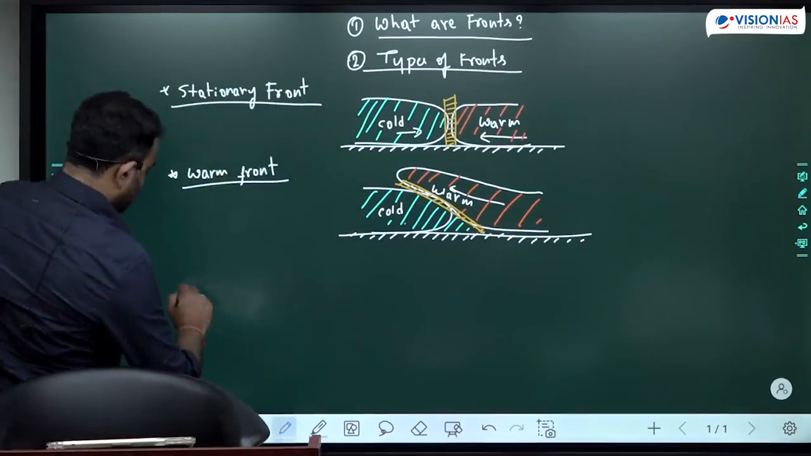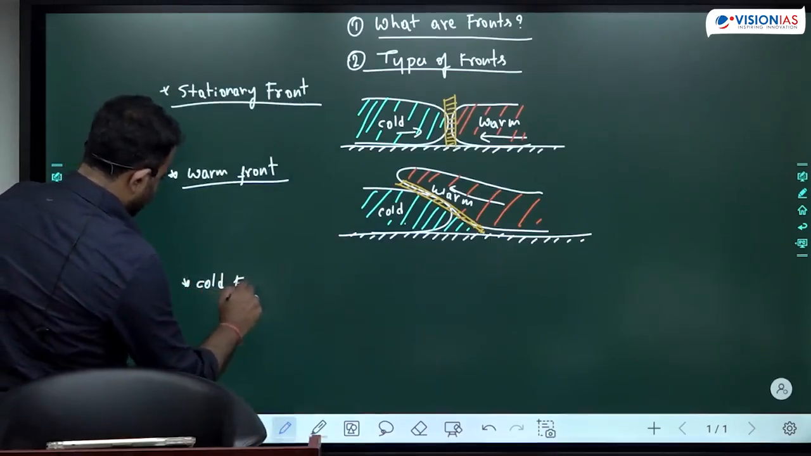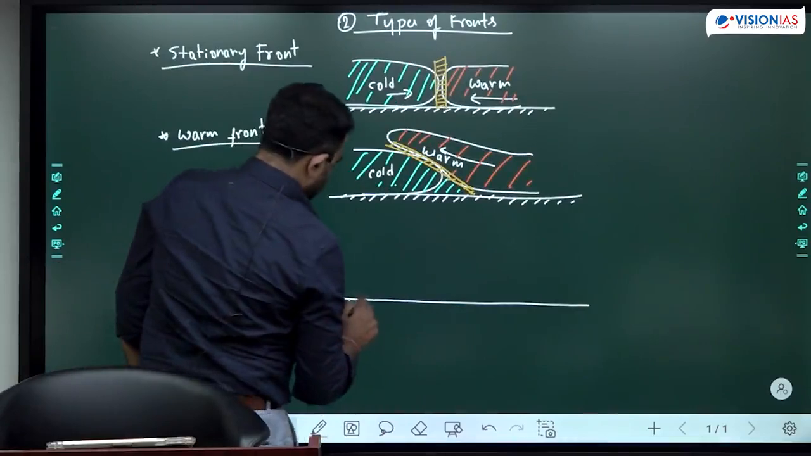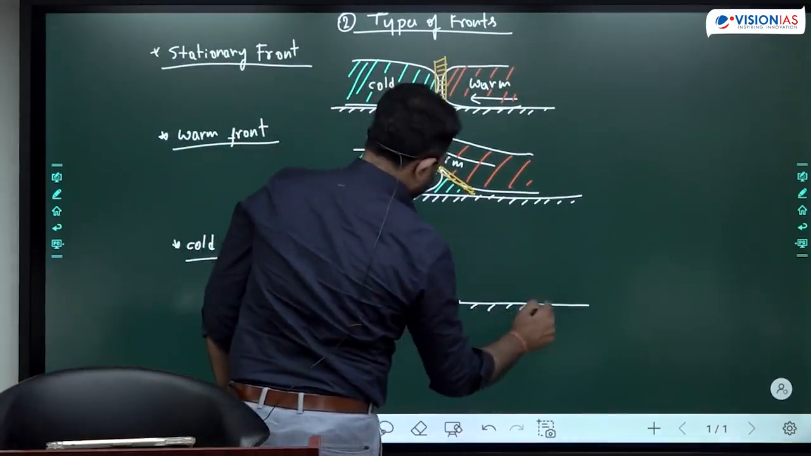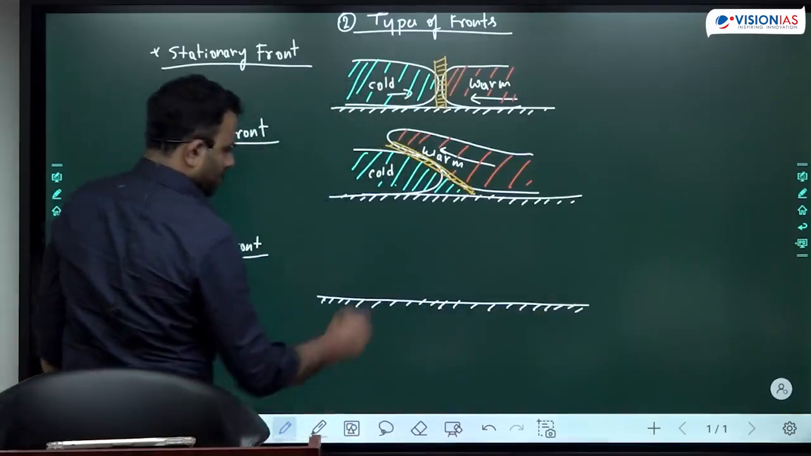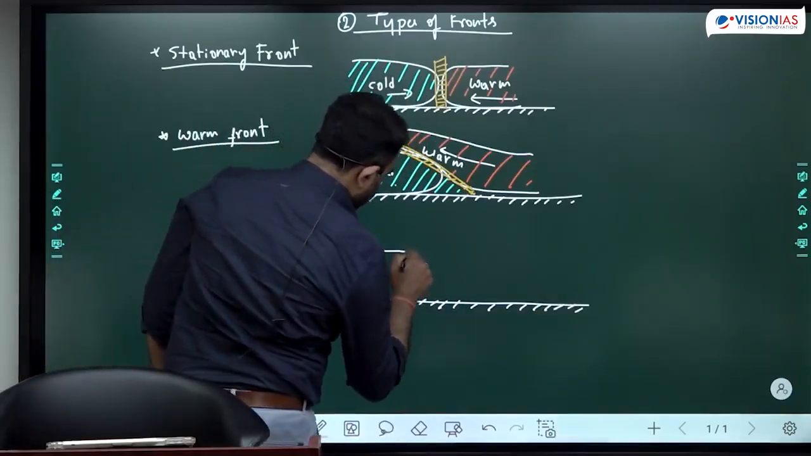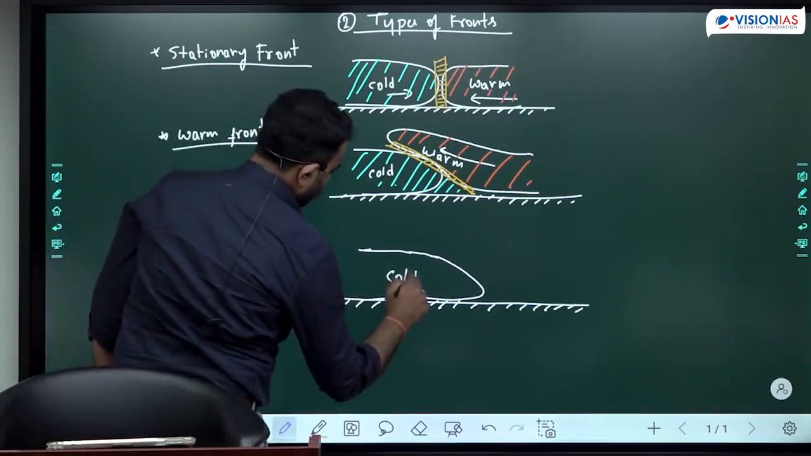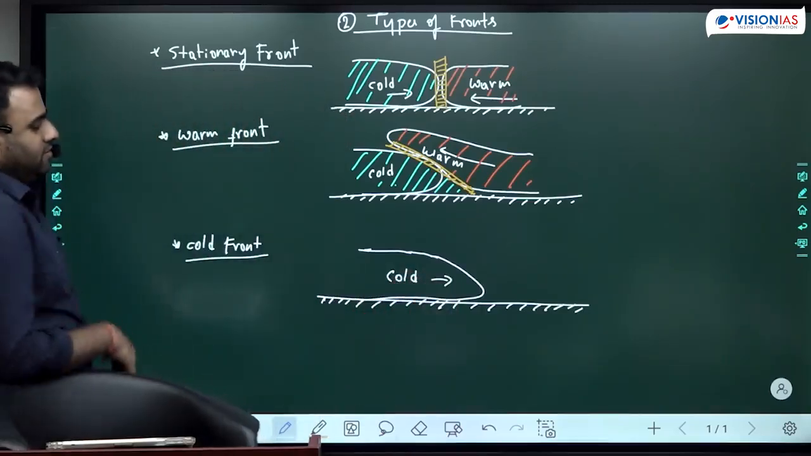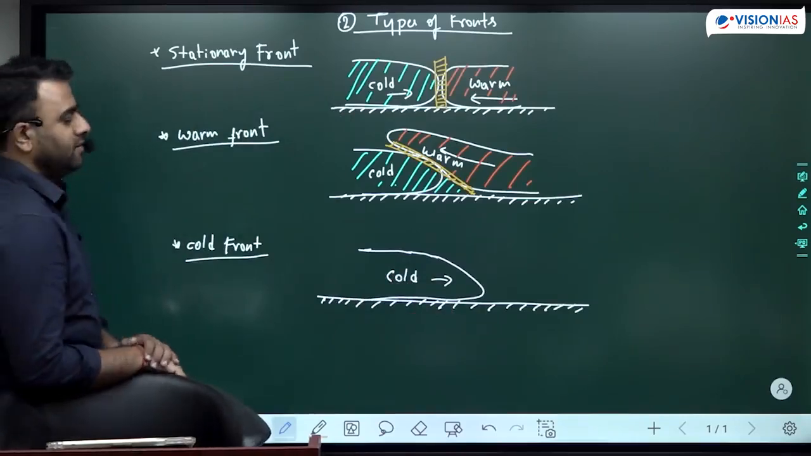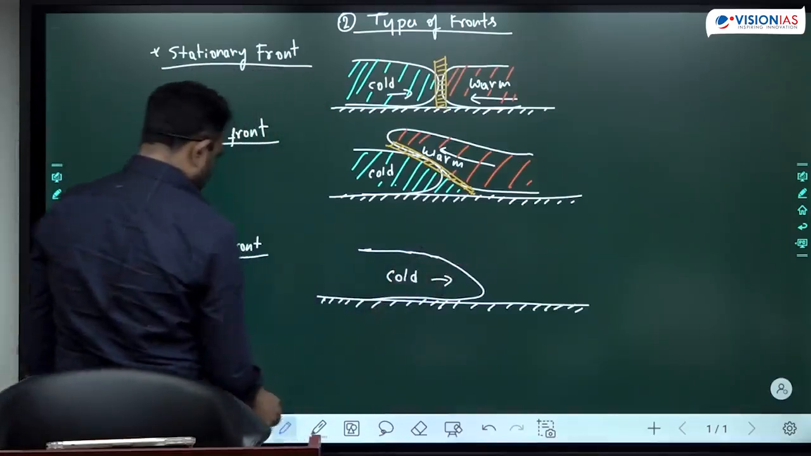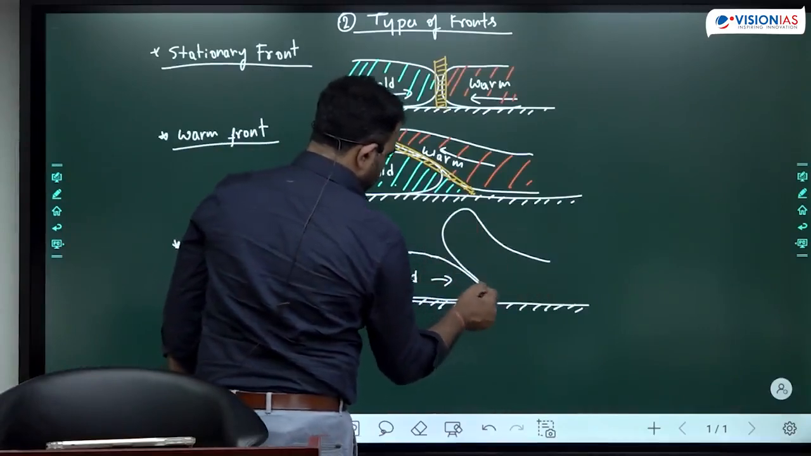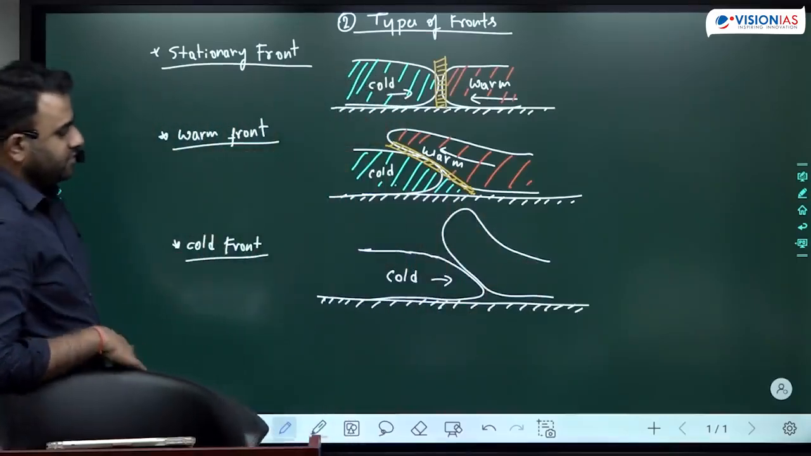In that case, the cold front is where our cold competitive team is moving forward. The other team was just standing. But what happens if this cold air mass moves forward? Then also it is the warm air mass which gets uplifted. Can you see the nature of upliftment?